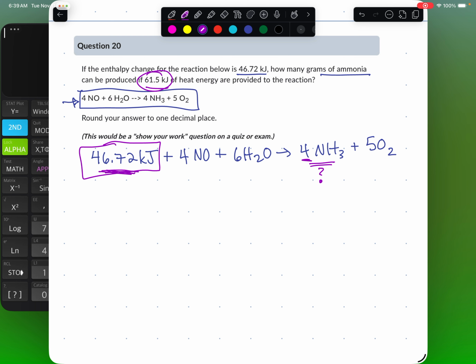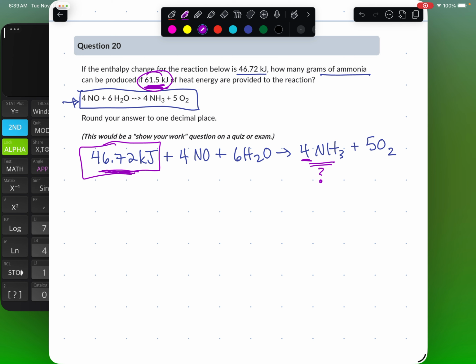46.72 kilojoules will produce 4 moles of ammonia. We want to know how much ammonia if we give it this many kilojoules, the 61.5 kilojoules. Now, we don't want to just know moles, we want to know grams. So we worked a couple problems where you determine moles in this format. Now we're just asking you to take it one more step to grams.